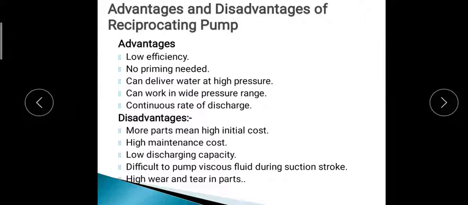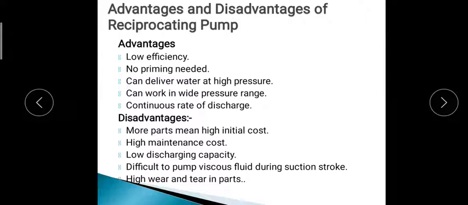In some pumps, because of the small movement of the piston, the discharging capacity is low in some pumps of reciprocating type, and it is difficult to pump viscous fluid during the suction stroke. But this is not the same in industrial pumps. In industrial pumps, some are using more viscous liquids so that they can pump it. And there is high wear and tear in parts, as I have discussed in the maintenance cost, because of the reciprocating motion.